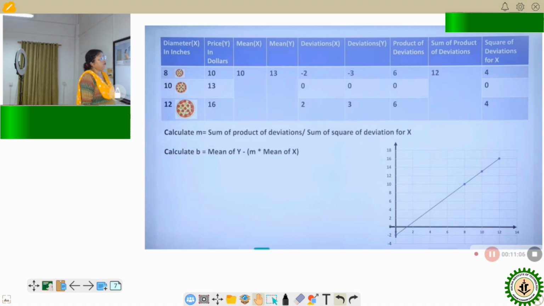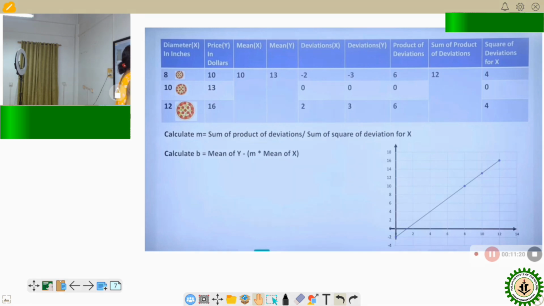Then the sum of the product of deviation. 6 plus 0 plus 6 equals 12. This is 12. Then here we use the least square method.